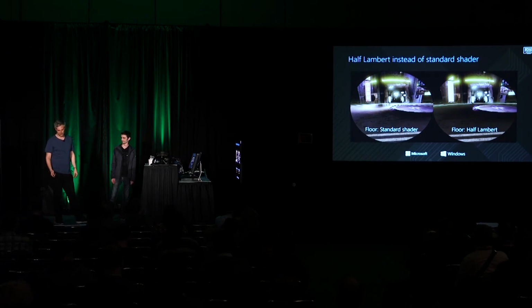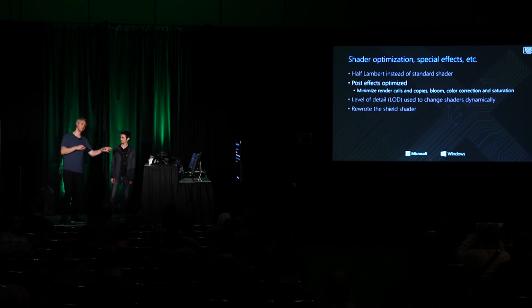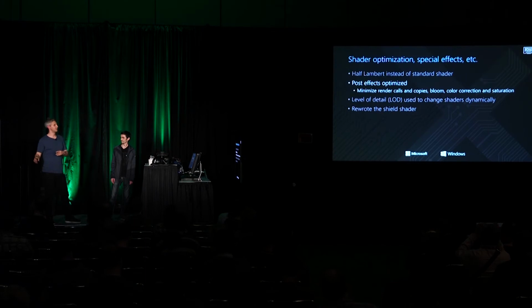We went with it, and not only for the floor, but the whole environment, everything that's small enough, we changed to a half lambert instead of the standard shader. And also post effects. I like dropping post effects on there to make it pretty, especially in prototypes, and then they end up in the final game. Then we optimized it to always run on a 970.